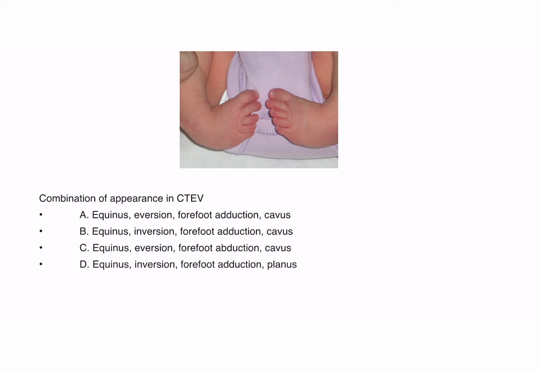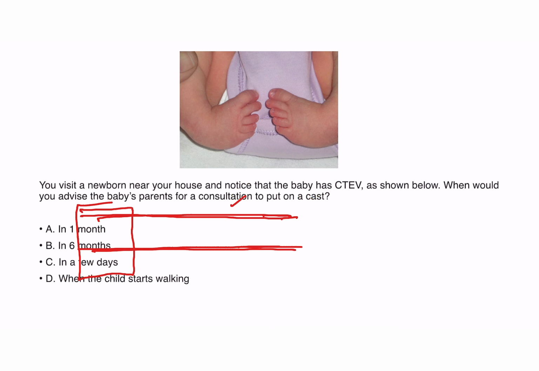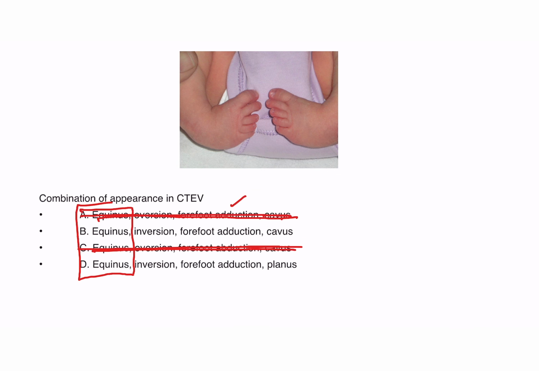Again, another question from CTEV, right? In the combination of appearances in CTEV, all patients have equinus, and I told you what you have to correct. Forefoot adduction is next to correct, so forefoot abduction is a wrong answer. Forefoot adduction is the right answer. And I told you inversion, supination, and varus have to be corrected, which means eversion is the wrong answer. And the deformity is cavus. You all know CTEV is a cavus condition, so planus is not the right answer. So the answer is equinus, inversion, forefoot adduction, and cavus.